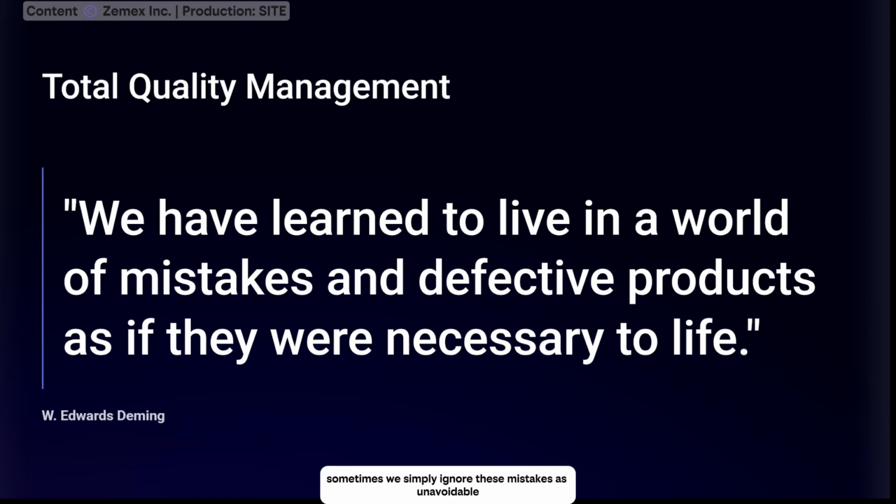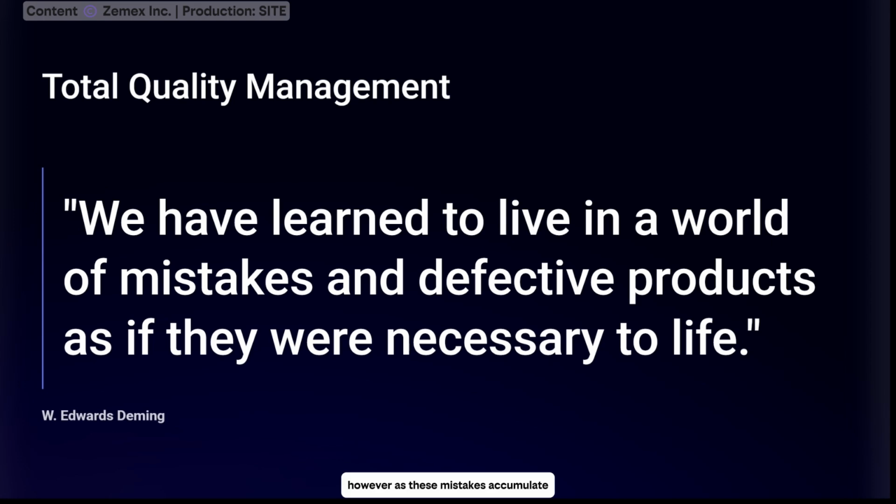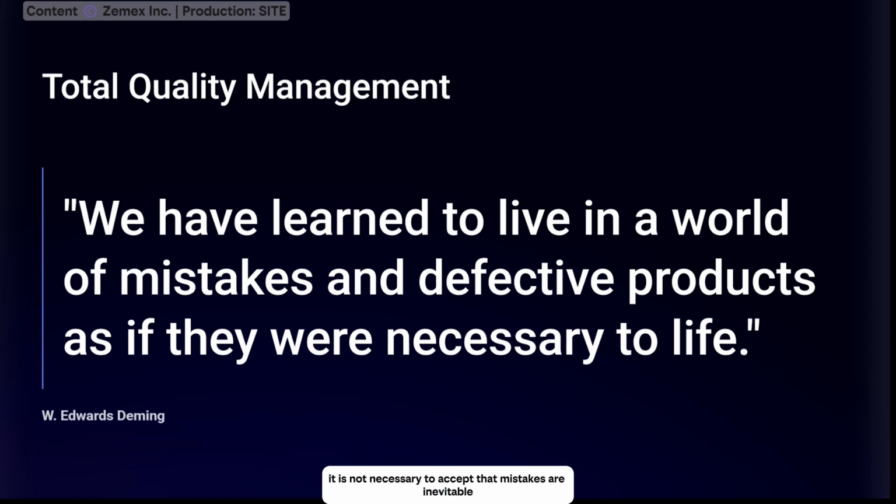Sometimes we simply ignore these mistakes as unavoidable or as part of human nature. However, as these mistakes accumulate, they can become a significant cause of larger problems. It is not necessary to accept that mistakes are inevitable. There are many ways to avoid them and to prevent the production of defective products.